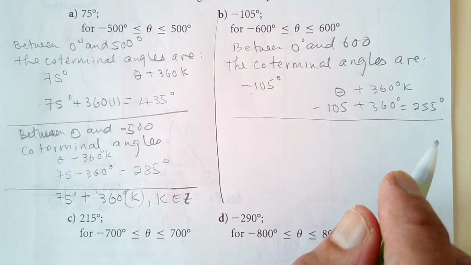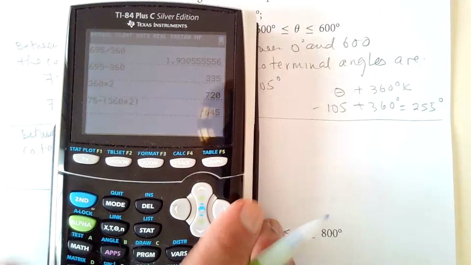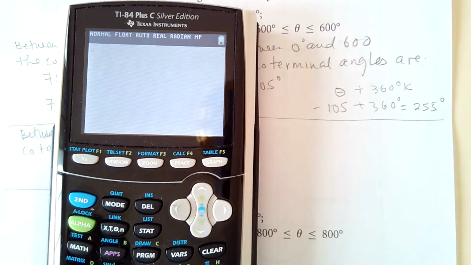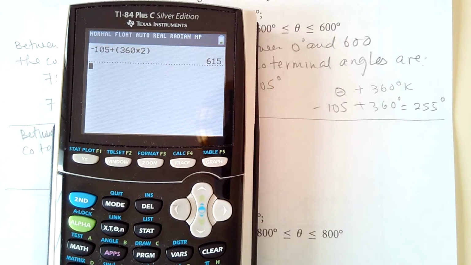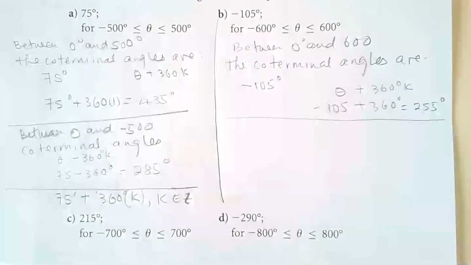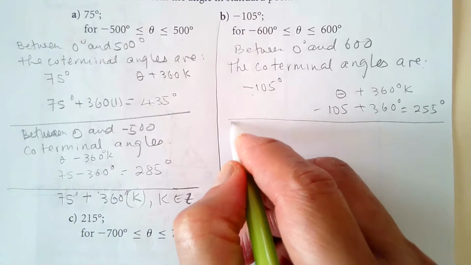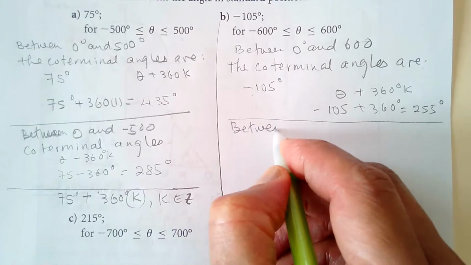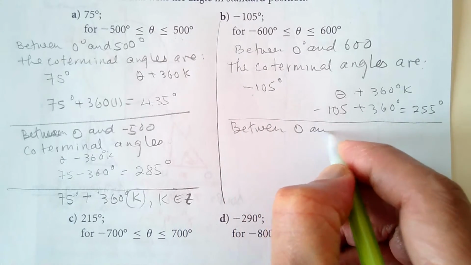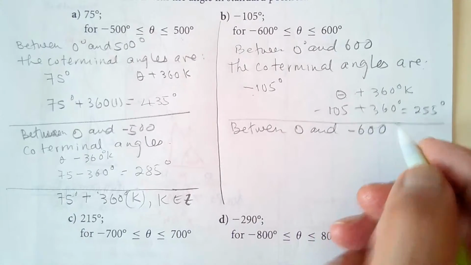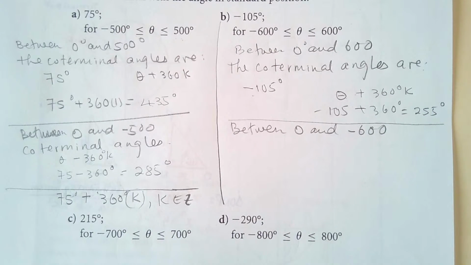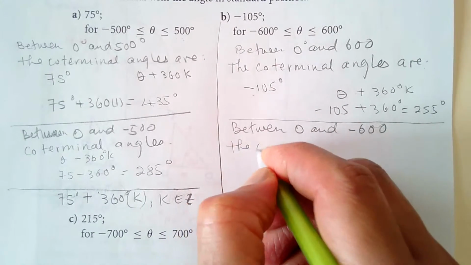Now, if you go any further, let's see what will happen if I go to the next step. Negative 105 plus 360 times 2 is 615, much greater than 600. So we leave it at that. Now, between 0 and negative 600, the coterminal angles.